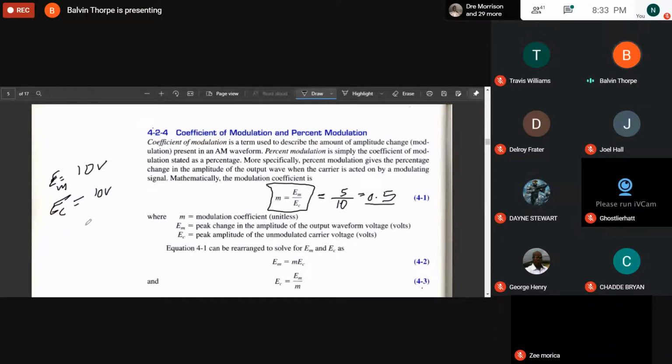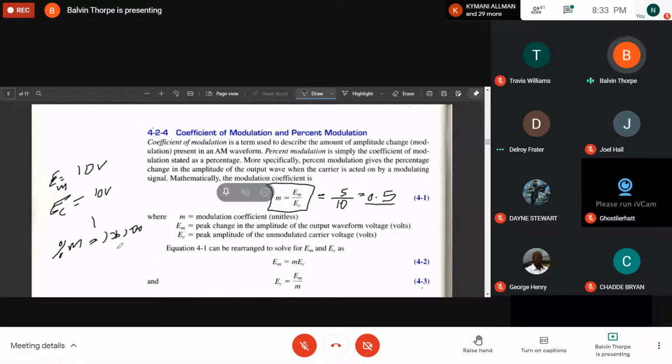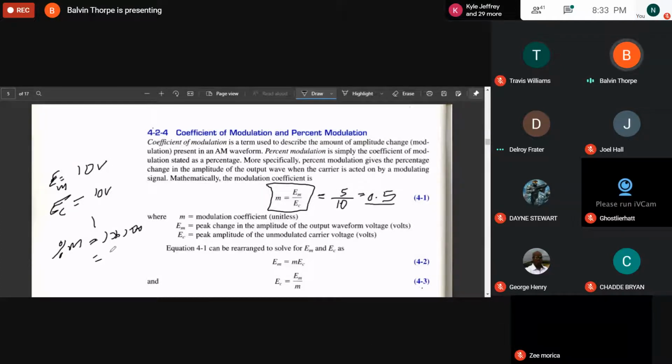1. Okay. And what would be your percent modulation? 100%. Percent M would be this times 100. Now this is one of the only times that 100% is not good. Why? Sir, because they don't really have much cushion.